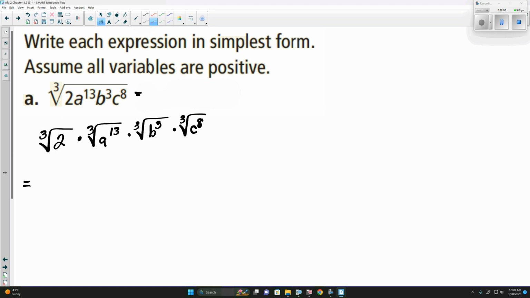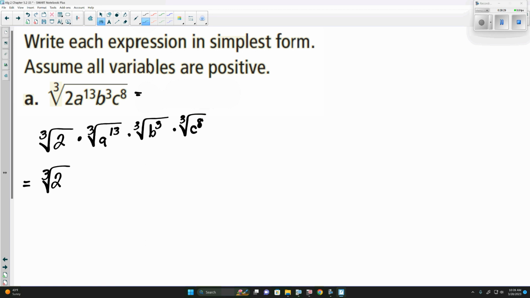Can we take the cubed root of 2? Can we rewrite 2 as a number to a power? No, 2 is prime. So we can't take the cubed root of 2. So in our final answer, we will have the 2 still left inside the cubed root. If it had been 8 instead of 2, we can take the cubed root of 8. Cubed root of 8 is 2, so we could simplify it.